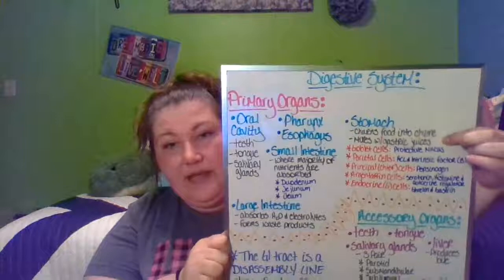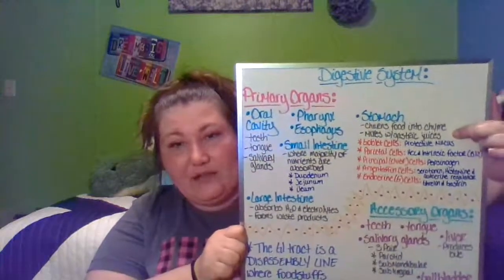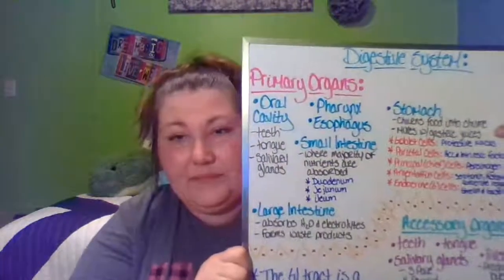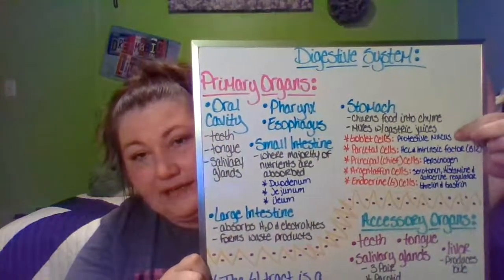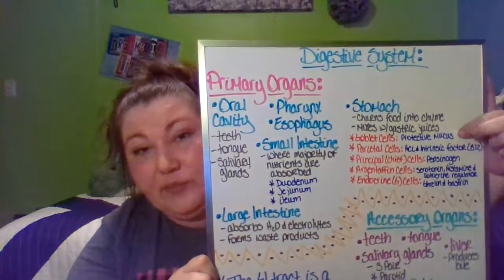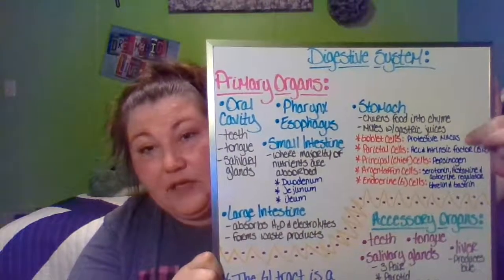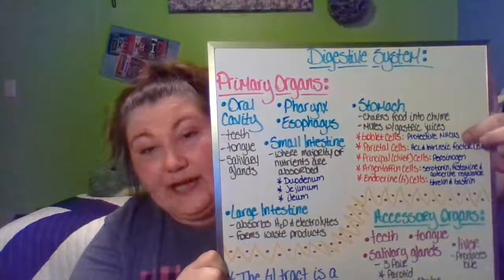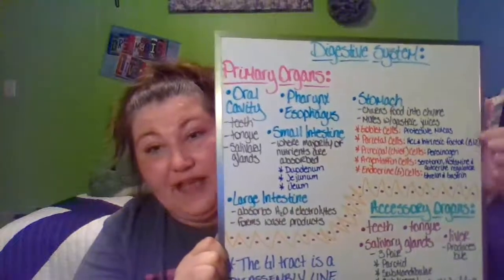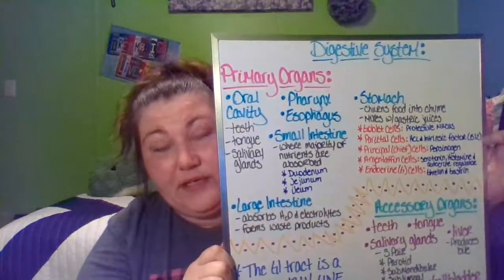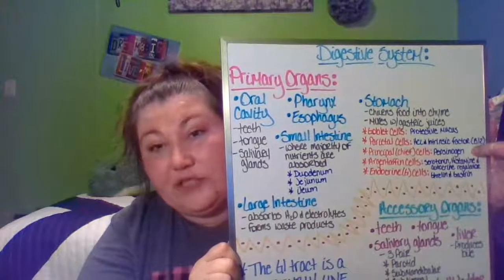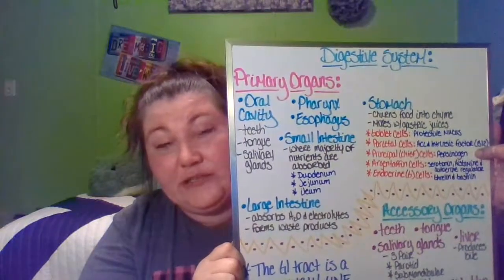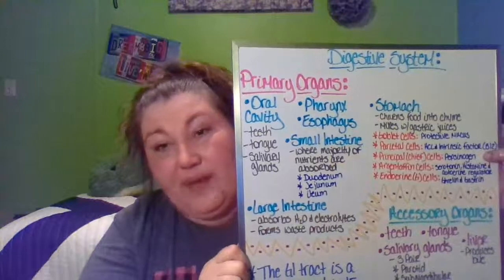Now in the stomach, we have several different kinds of cells that secrete different things that help with digestion. So you've got goblet cells that secrete a protective mucus. You've got parietal cells that secrete hydrochloric acid and intrinsic factor. Intrinsic factor helps with the absorption of vitamin B12. Then you've got principal or chief cells that secrete pepsinogen, which is just an inactive form of pepsin.